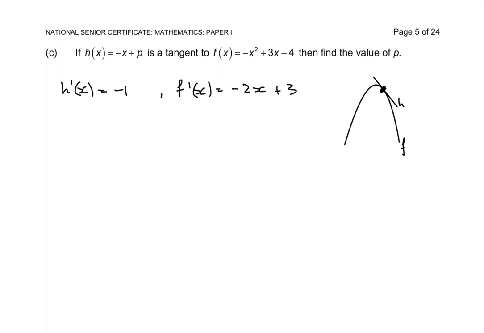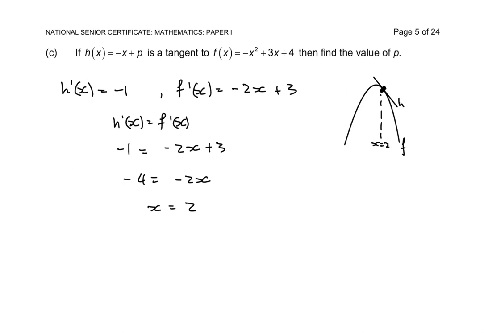And now what we have to do is equate these two first derivatives, which is basically equating the gradient functions. So we need to set h prime of x equal to f prime of x. So that then gives us negative 1 is equal to negative 2x plus 3. Okay, now if we take this 3 across, we get minus 4 is equal to negative 2x. Now dividing through by negative 2, we get x is equal to 2. So we know the x value of this point. Wherever this intercepts the x-axis is going to be x is equal to 2. That's this line here.